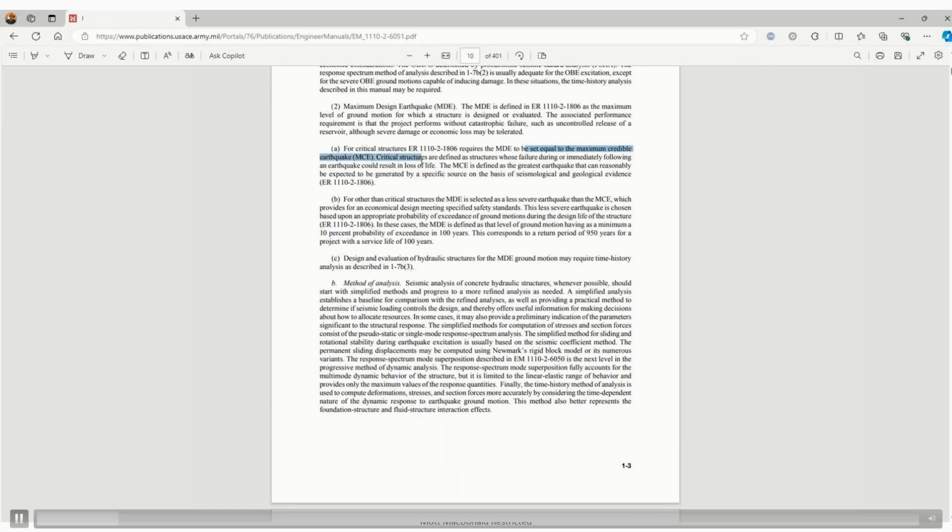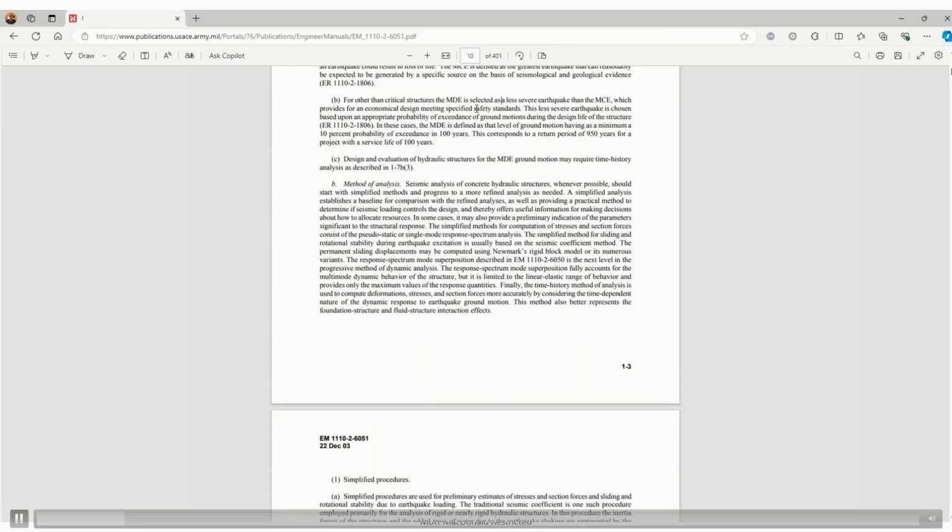Okay, that is MDE equals MCE. Critical structures are defined as structures whose failure during or immediately following an earthquake could result in loss of life, like dams, of course. The MCE is defined as the greatest earthquake that can reasonably be expected to be generated by a specific source, on the basis of seismological and geological evidences. Okay, so you can have a look at it. So for MDE, we can consider 100 years probability of exceedance. For OBE, 50 years. So for MCE, return period of 950 years. OBE, 144 years. So this is there.